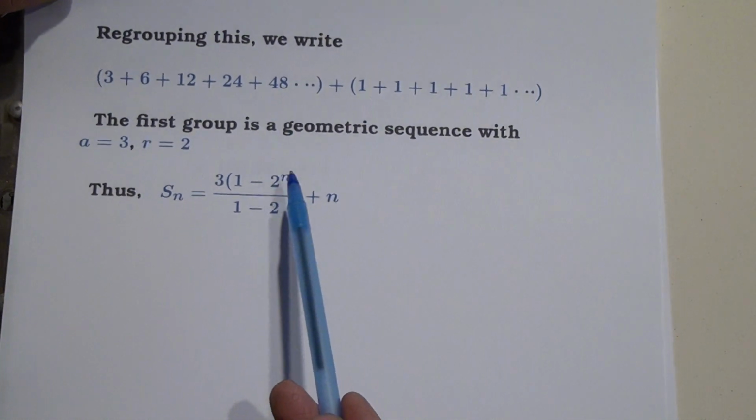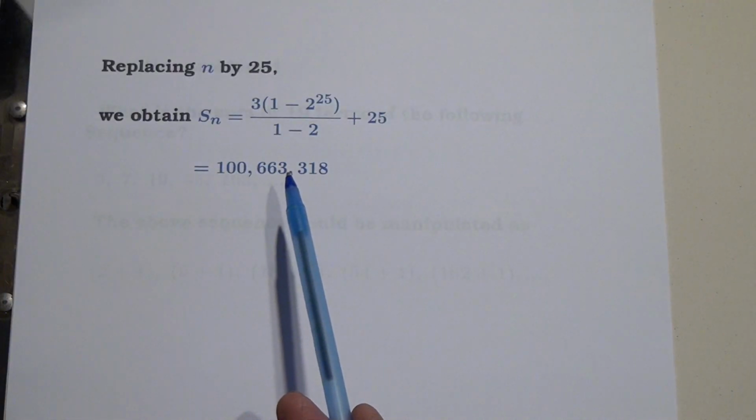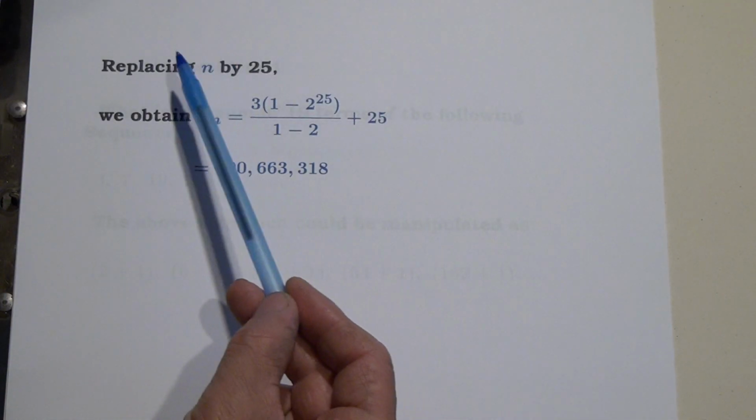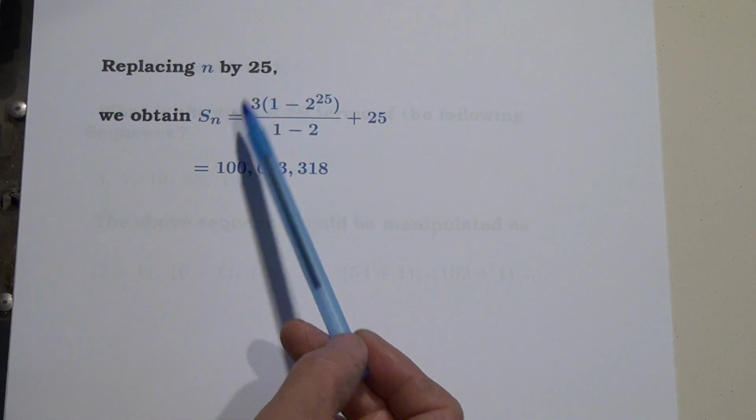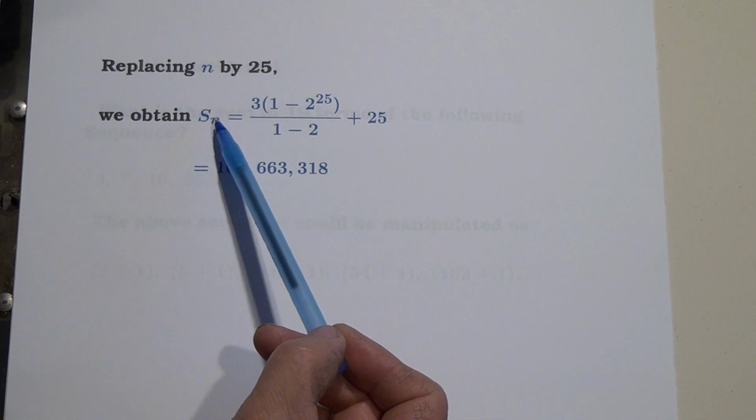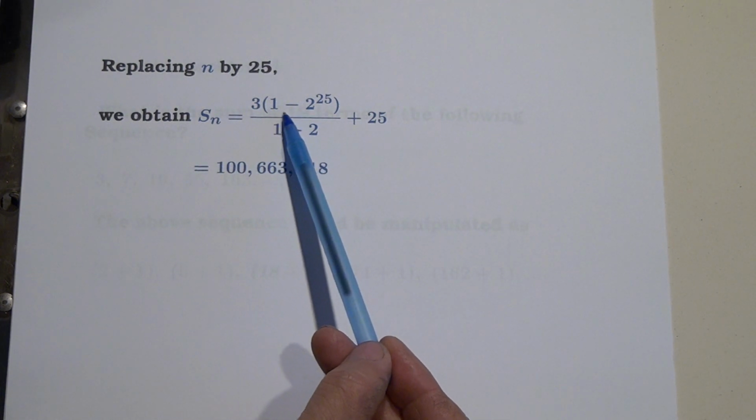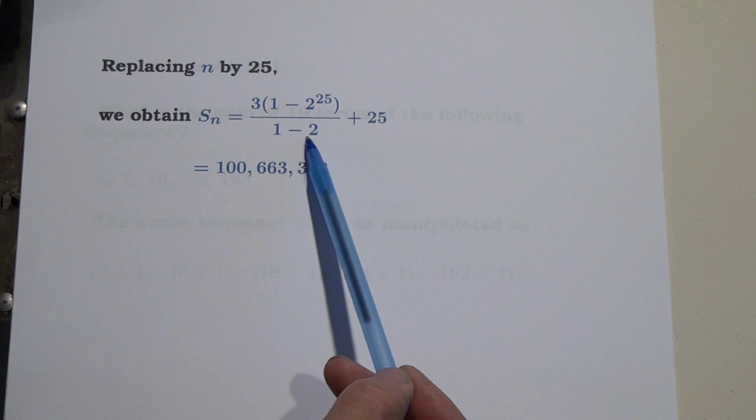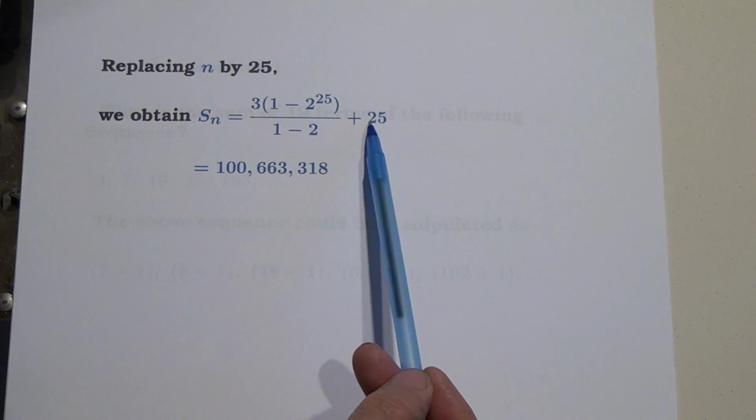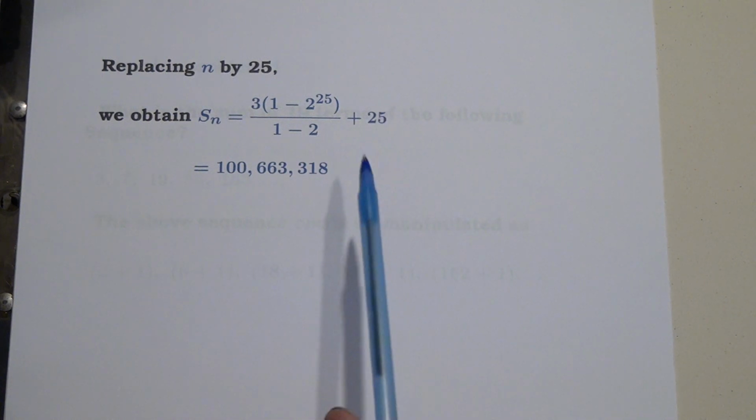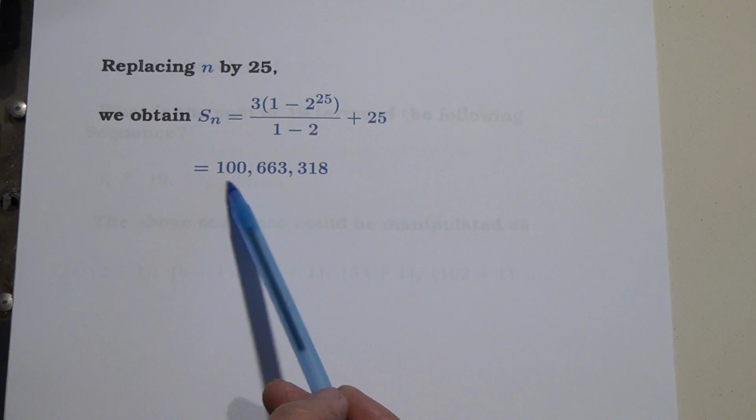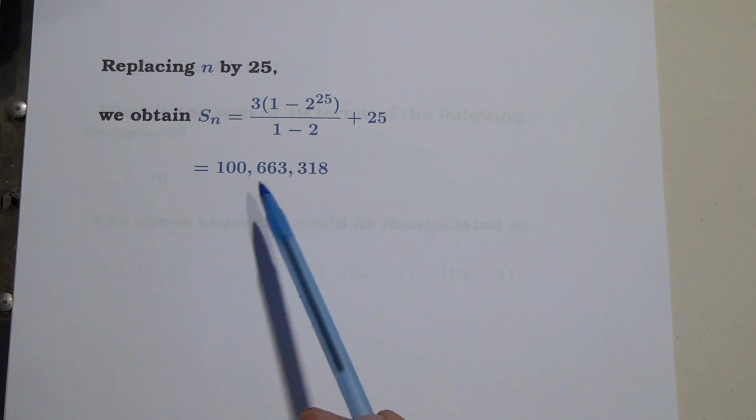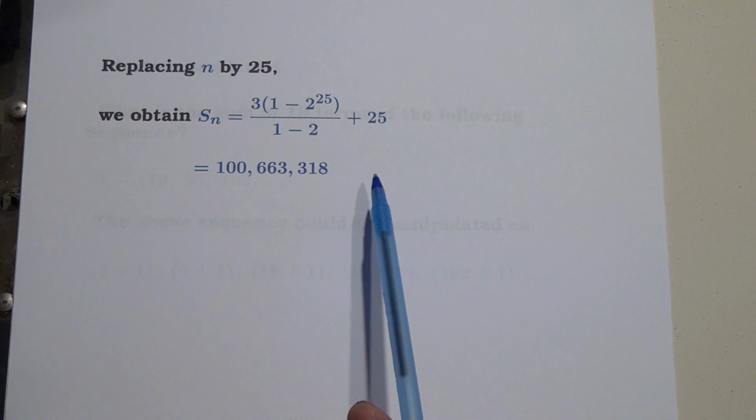Now, how many terms was that? The question was 25 terms. Replacing n by 25, we can rewrite S sub n equals 3 times (1 minus 2 to the 25th power) over 1 minus 2. After that, you just add the 25. When I use a calculator, the answer comes out here. When I say calculator here, of course, Mathematica.